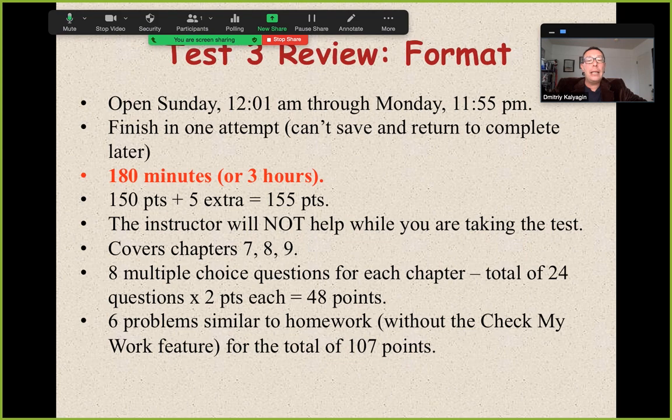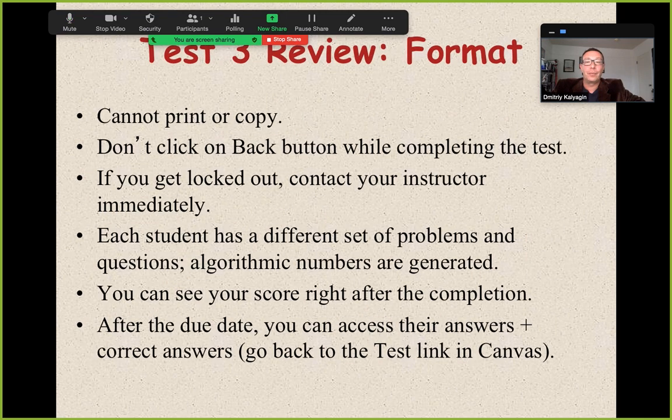I included 8 multiple choice questions for each chapter. So there are 3 chapters, therefore there are 24 questions at 2 points each. So about a third of your points, 48 points, come from multiple choice. The rest, or 2/3 of your points, 107 points, come from 6 problems which are similar to your homework problems, but you are not allowed to use the check my work feature or the hints.